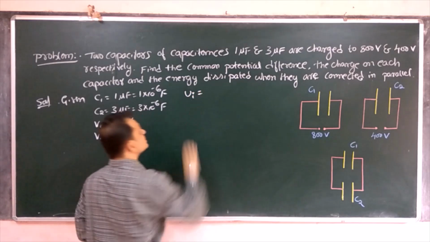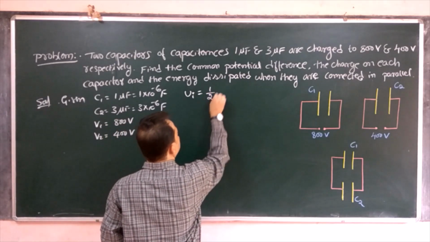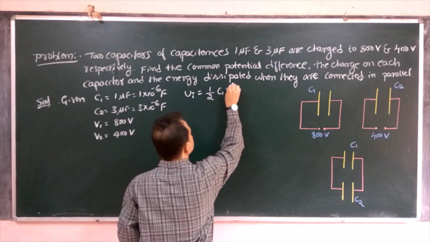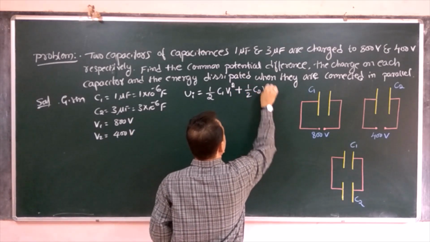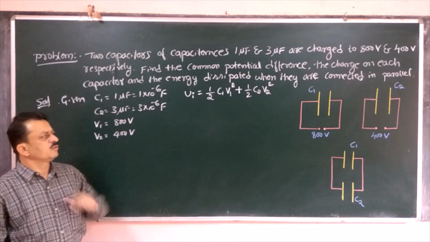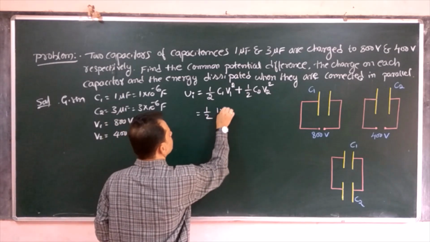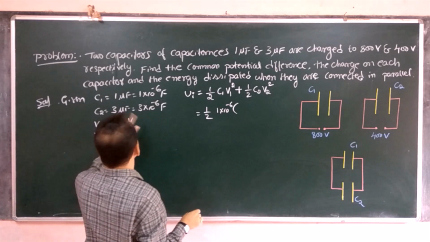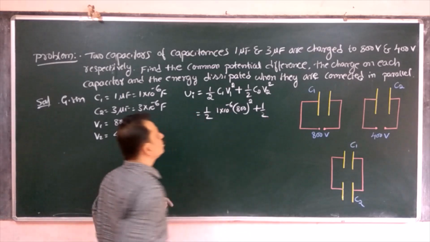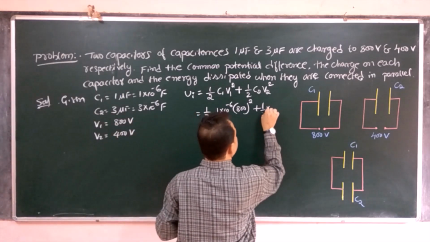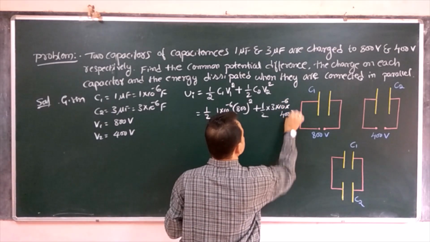Now Ui is the energy stored in the two capacitors. First capacitor energy stored is half C1 V1 square plus second capacitor half C2 V2 square. So that is equal to half C1, given as 1 into 10 to the power of minus 6, V1 is 800 square, plus half into C2 is given, that is 3 into 10 to the power of minus 6 into 400 square.